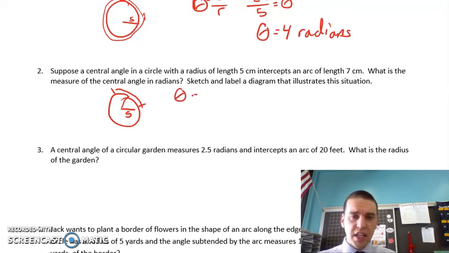So again, we know theta equals arc length over radius. We have the radius to be 5. We know the arc length is 7. So theta equals 7 over 5 radians. And that's just a little more than 1.